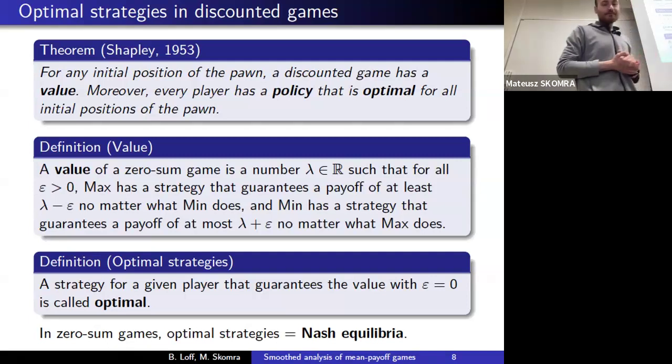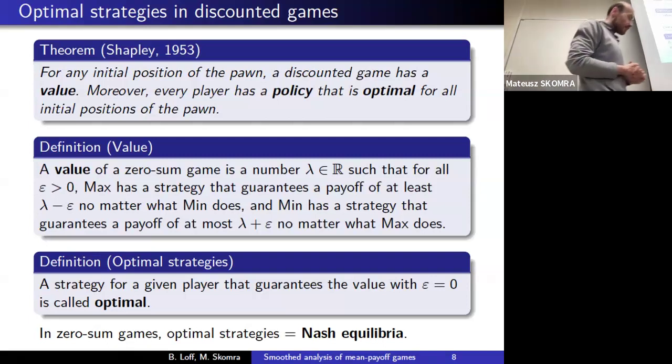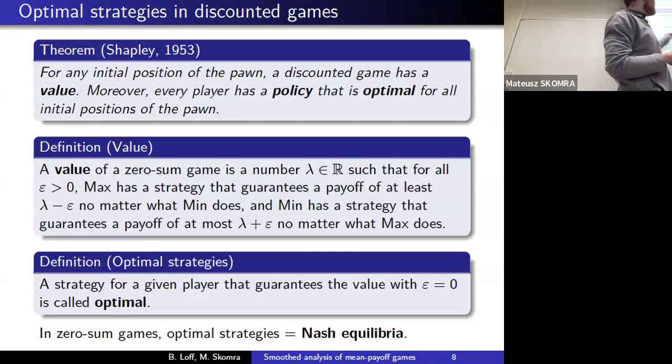So what is a value? A value is a solution concept for a zero-sum game. The value is defined in the following way. A value of a zero-sum game is a real number lambda such that for every positive epsilon, max has a strategy that guarantees a payoff of at least lambda minus epsilon, no matter what min does. And similarly, min has a strategy that guarantees a payoff of at most lambda plus epsilon, no matter what max does.